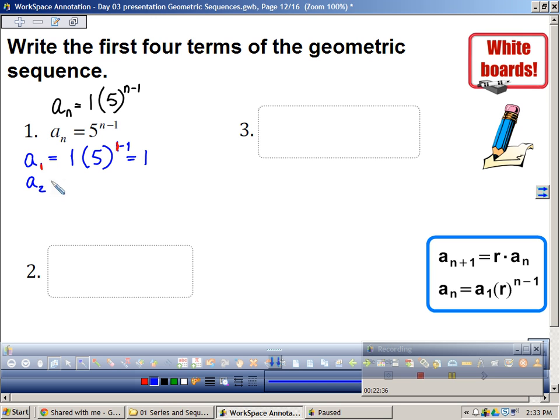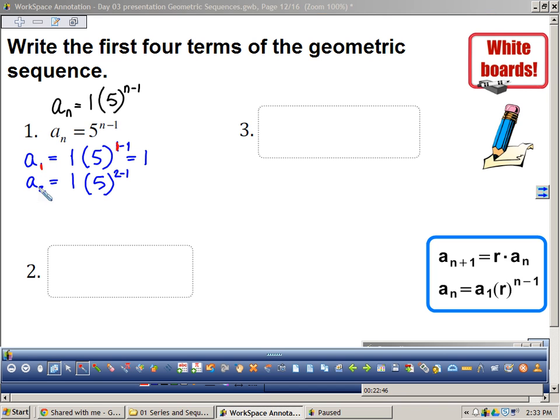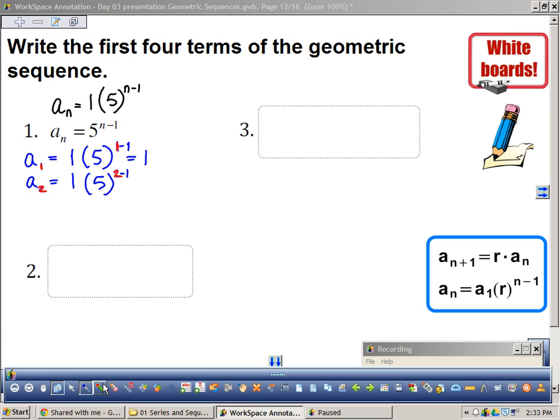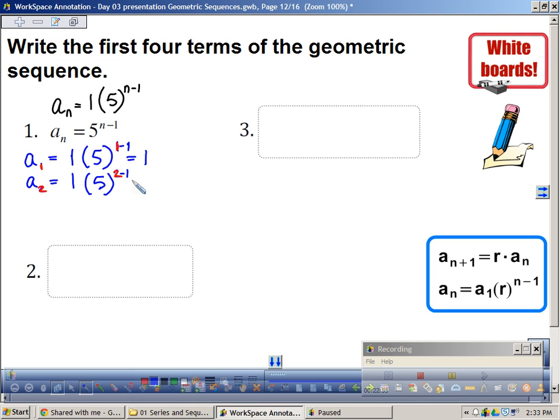All right, second one. 1. r is my common ratio. I'm hearing way too much talking, guys. There's 2. There's 2. So 2 minus 1 is 1. 5 to the first power is 5, and 5 times 1 is 5.